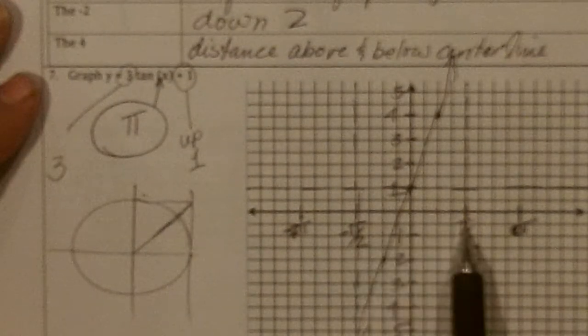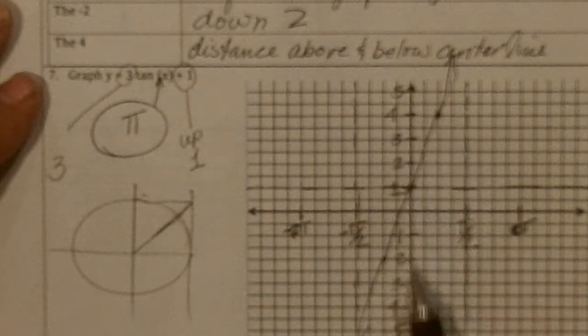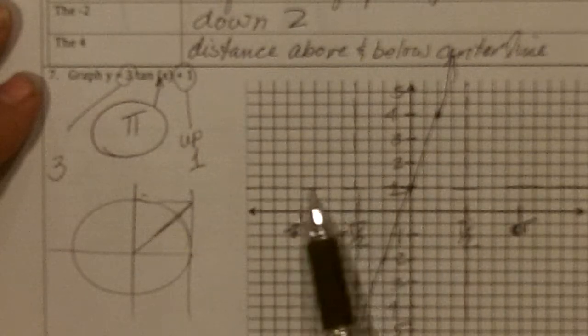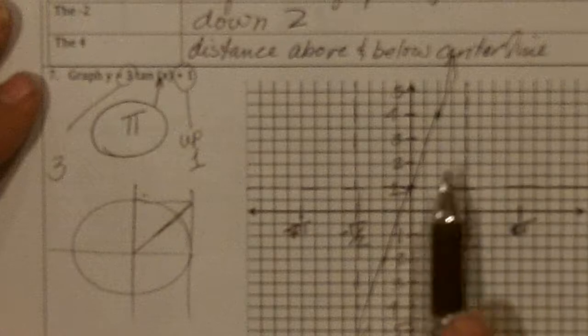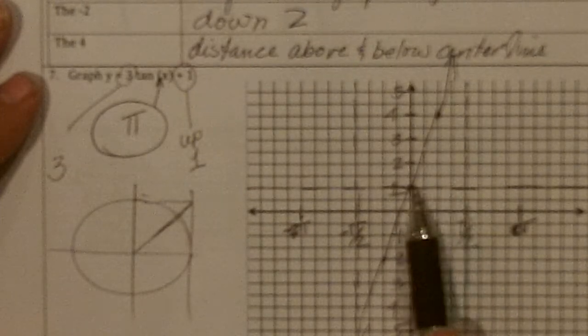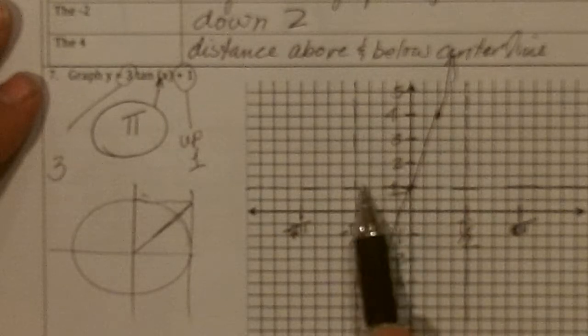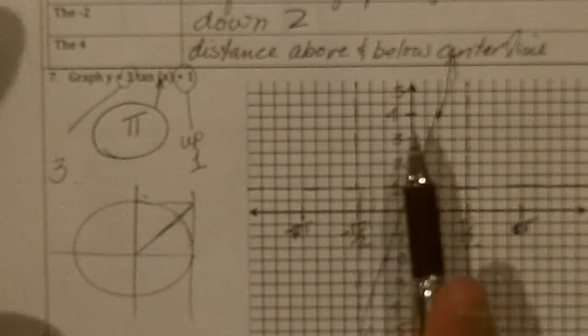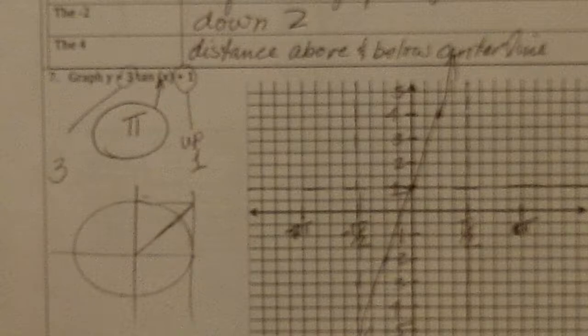I'm looking for you to have correctly labeled axes. I'm looking for you to have the center line. I'm looking between where it crosses the center line and the asymptote that you've done the correct amplitudes and you've done the correct curve. This problem was worth 6.